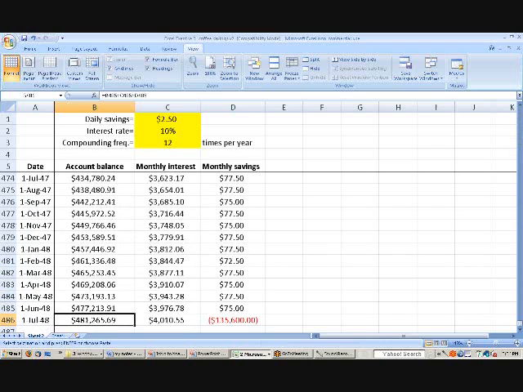So we scroll all the way down to July 1st, 2048, and we see at the end of 40 years, we will have accumulated $481,265.69. So simply by saving $2.50 every day and putting it away and earning a return on those savings, $2.50 a day turns into almost $500,000 at the end of 40 years. This is just another example of the power of savings and the power of compound interest.